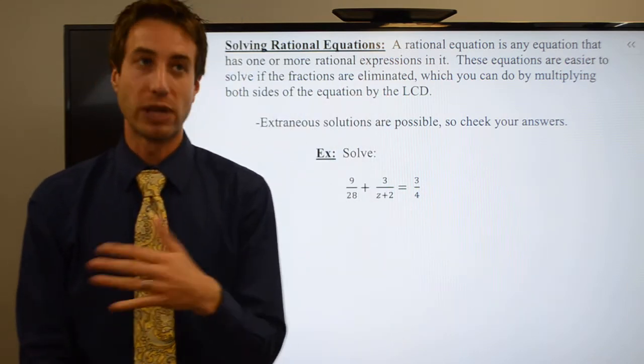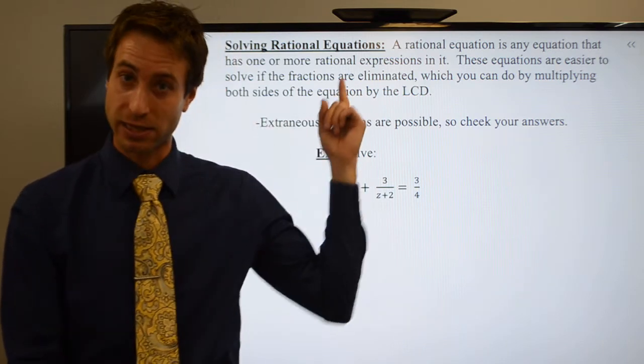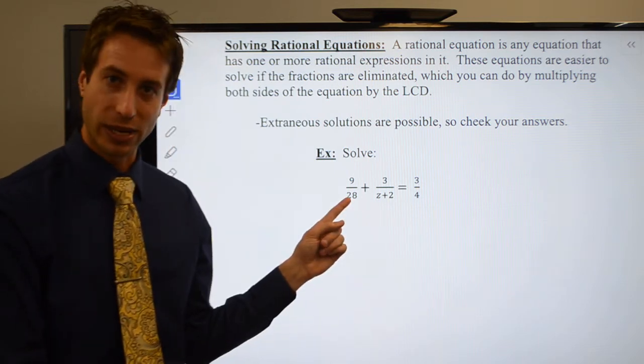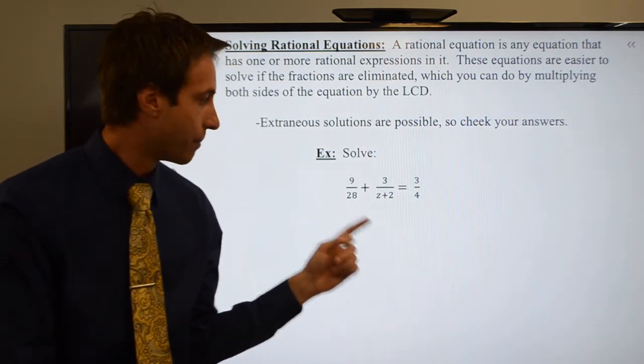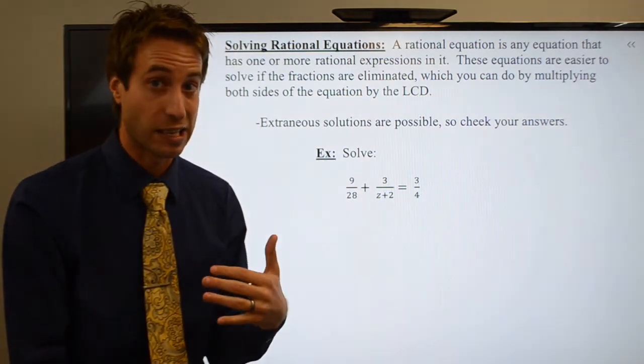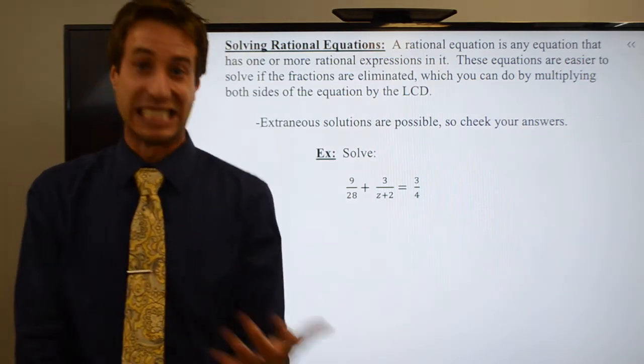The way to solve these is that we need to eliminate those denominators. This division by 28, I want to make that go away. This division by z plus 2, that quantity z plus 2, I want to make that go away. Division by 4, I want to make that go away. I need to make those fractions disappear.